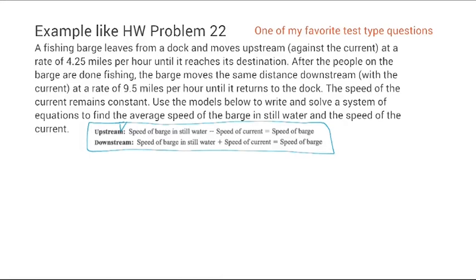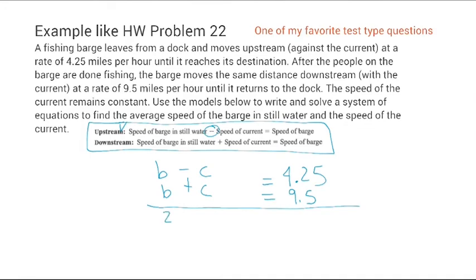So I'm going to put barge plus current is equal to 4.25. That's my first equation. Oh, no, upstream. That's minus current. I've got to pay attention. Then downstream at a rate of 9.5. So downstream, the barge plus the current is equal to 9.5. And it wants to know what the speed of the barge is in still water and the speed of the current. So I just add the two equations together. I get 2B is equal to 13.75. They're telling me that the barge on its own, if there was no current, would be doing 13.75 divided by 2, 6.875 miles an hour.